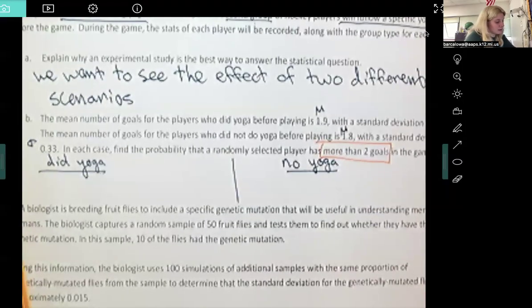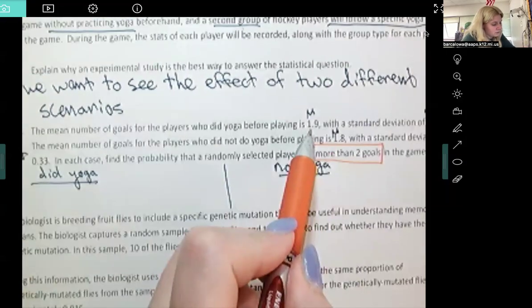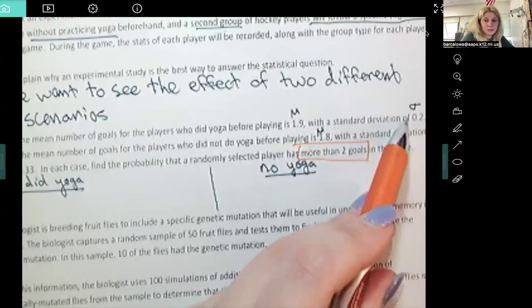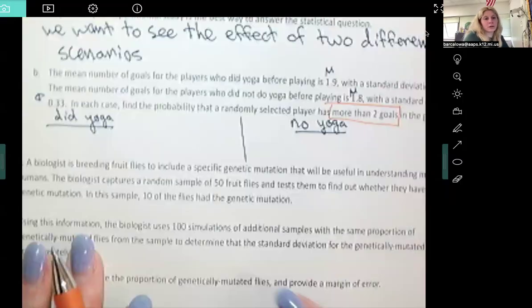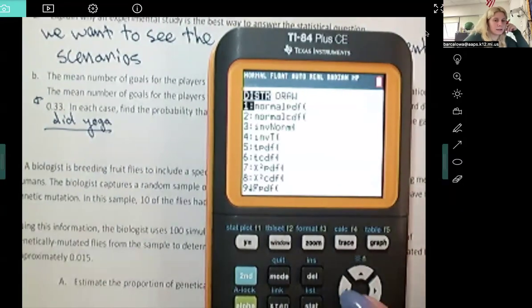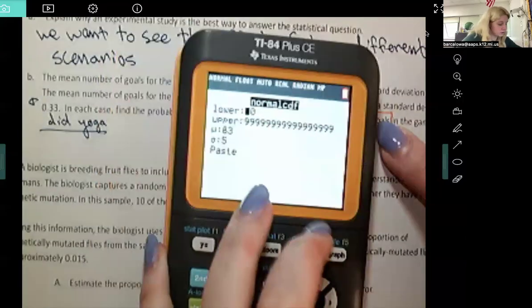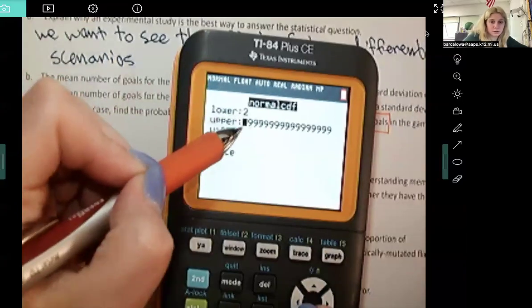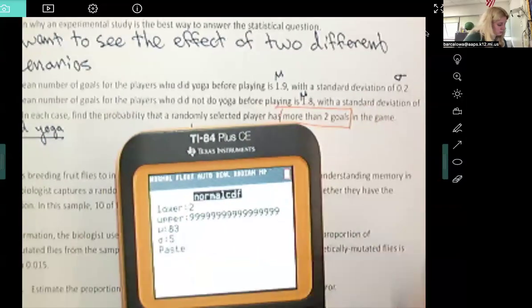Okay, so again, let's go to our calculator, because 1.9 plus 0.2 is not exactly 2. So this 2 goals does not sit precisely on a standard deviation marking. The ones that did yoga go into our normal CDF. We're looking at more than 2 goals. So 2 is our lowest, and our upper is just something really, really big. The mean is 1.9, and standard deviation is 0.2.